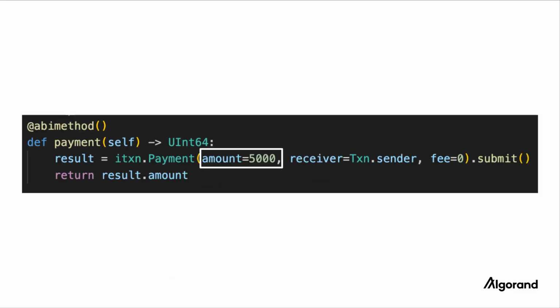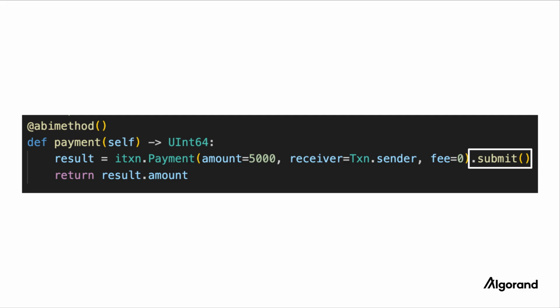Here, the amount field is set to 5,000, so that's 5,000 microalgos, and receiver is set to txn.sender, which is the account that is calling the payment method defined in this smart contract. Fee is set to 0, which is the default value, and this means that the external account that is calling the payment method will have to pay for the transaction fees incurred by this payment inner transaction.